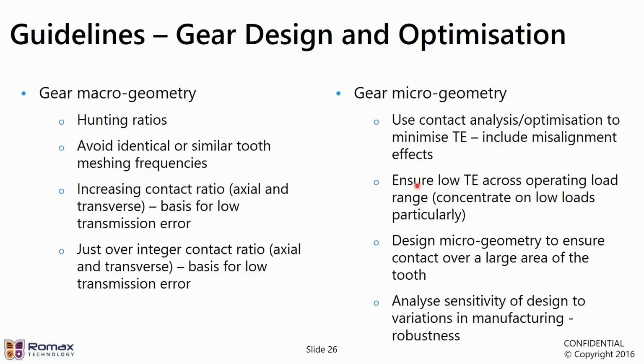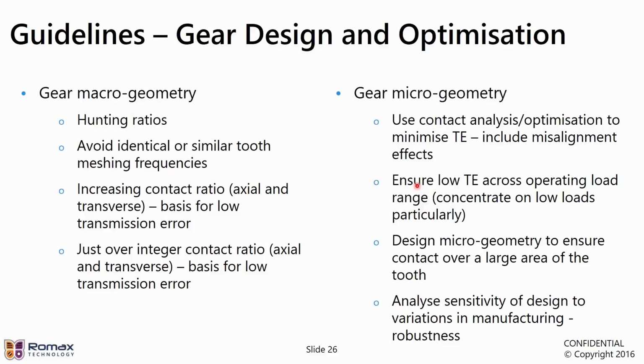We also want to design the microgeometry so that we get contact over a large area of the tooth. And this is related to managing the misalignment variation, because if we have a large misalignment variation, we have to put a lot of crowning on our teeth to compensate for that. And if we do that, then we end up with a smaller contact area. And remember, contact area and contact ratio is critical in getting a low transmission error design.